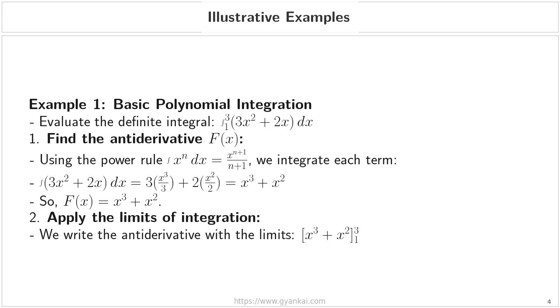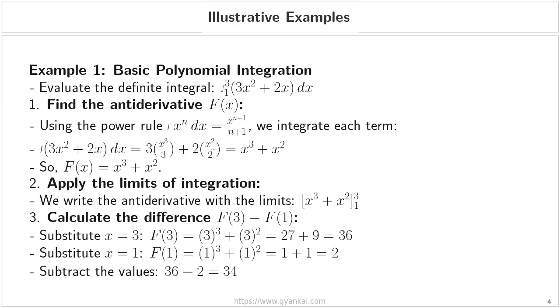Now let's move on to step 2, applying the limits of integration. This is where we evaluate our antiderivative at the upper and lower limits and find the difference. We represent this by writing our antiderivative, x cubed plus x squared, within square brackets, with the limits of integration written as superscripts and subscripts. x cubed plus x squared from 1 to 3. This notation means we'll evaluate f of 3 and then subtract f of 1.